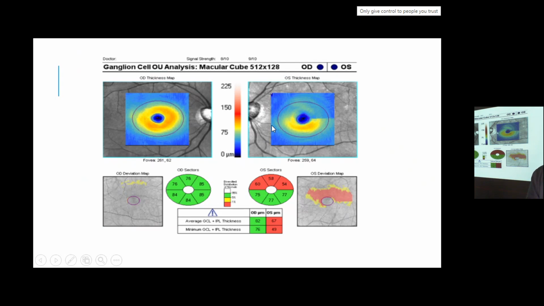The result will show up like this, as we can see here, the thickness map, and we can see the superior thinning in the left eye. Usually we try to compare the superior and inferior quadrants, as glaucoma tends to have a difference or asymmetry between the superior and inferior.